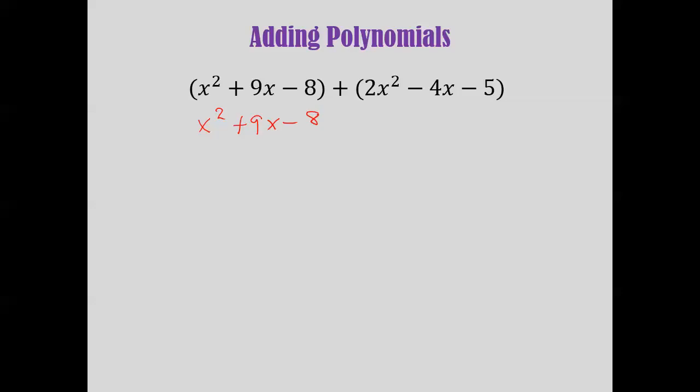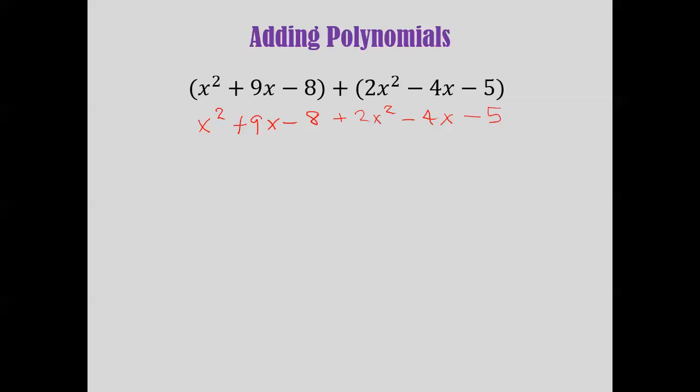Now, we want to think about what operation we're doing to the second polynomial. So we're going to add everything that's in the second polynomial. So I want to add 2x squared, and then I'm going to add negative 4x, and I'm going to write that as minus 4x because that's adding a negative 4x. I'm going to add negative 5, so I'm going to write that as negative 5.